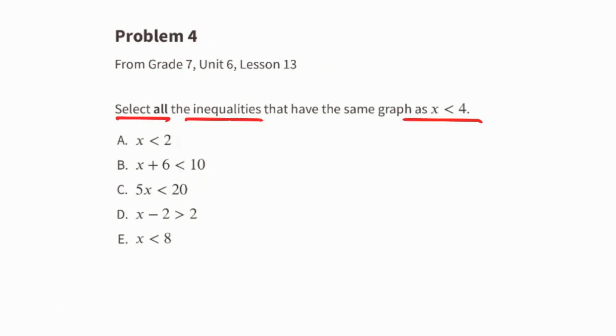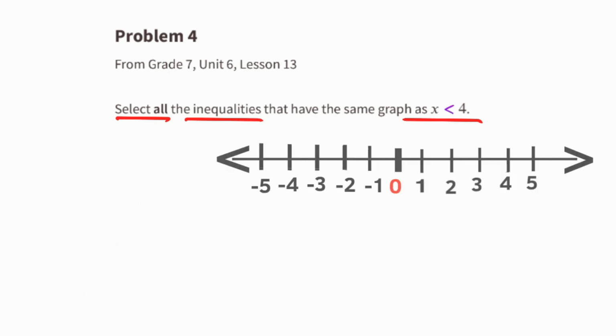Problem number 4, from 7th grade, Unit 6, Lesson 13. Select all the inequalities that have the same graph as x is less than 4. First, let's graph x is less than 4. You can see I used a circle directly above the 4 with the line and the arrow pointing to the left. That means that the value for x is everything that's smaller than 4, but not 4.